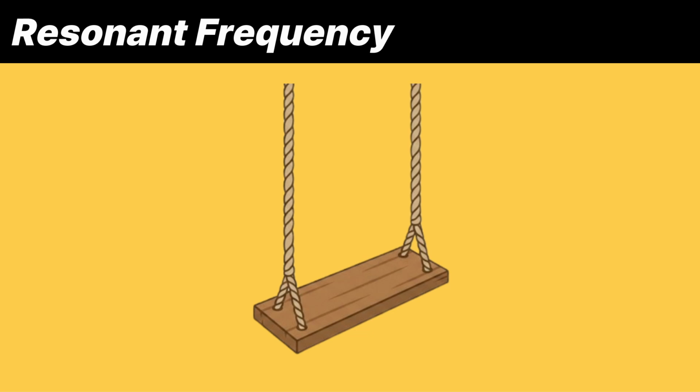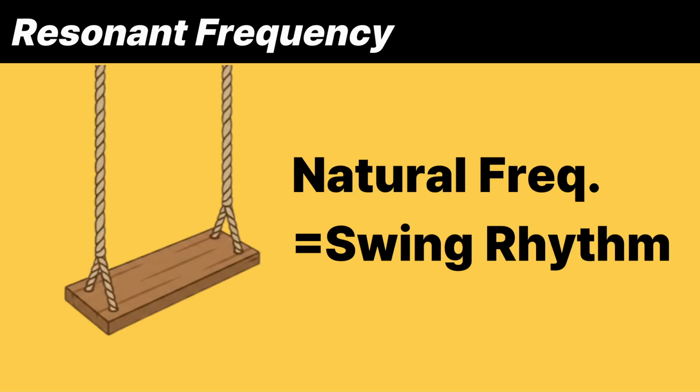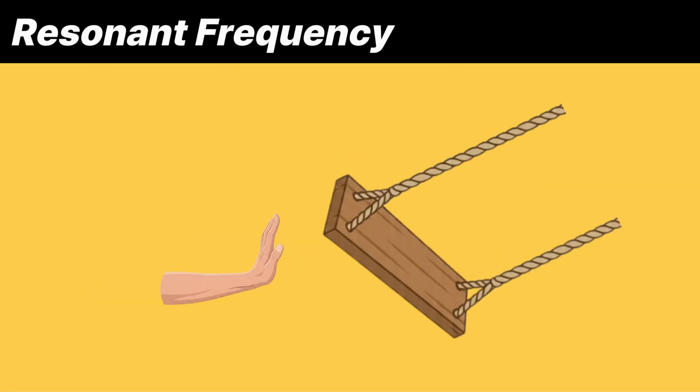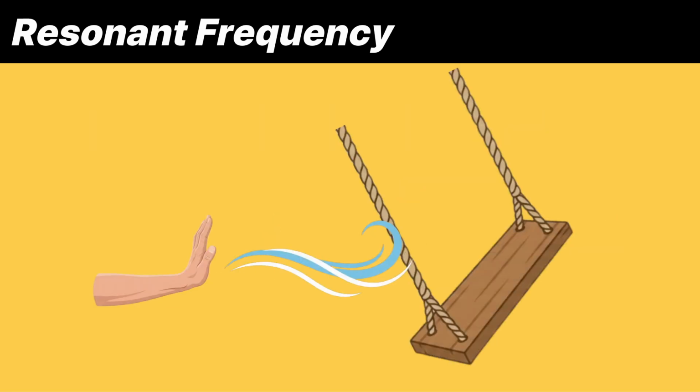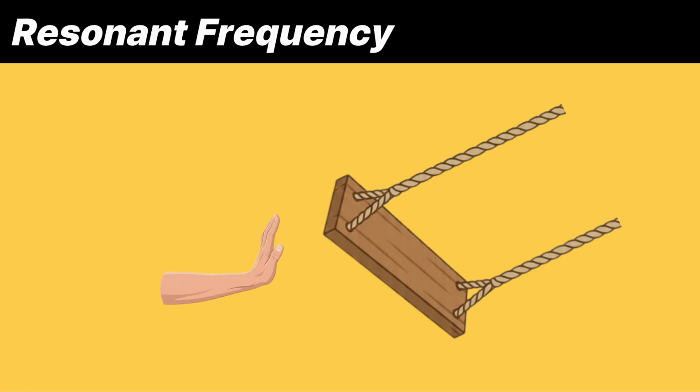Let's use a swing as an analogy. We will call the natural frequency I mentioned earlier the rhythm of the swing. The swing is moving. At this moment, someone is pushing the swing from behind. This is the external force I mentioned. They are pushing exactly when the swing goes down. Even with a small force, the swing goes higher and higher.